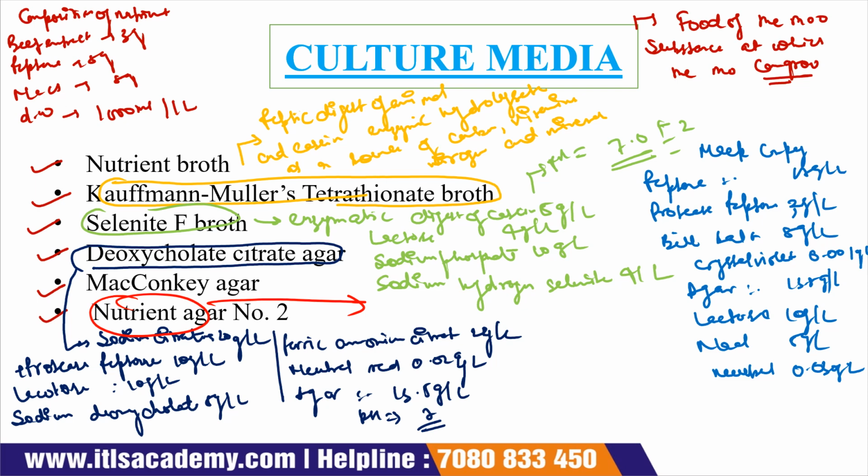Then after preparing the culture media, we maintain the pH of all the media. Then what we do is autoclave. Autoclave should be done at 121 degrees Celsius, 15 psi for 20 minutes, so that all the microorganisms present in it will be eliminated. Okay, so this is about the culture media.